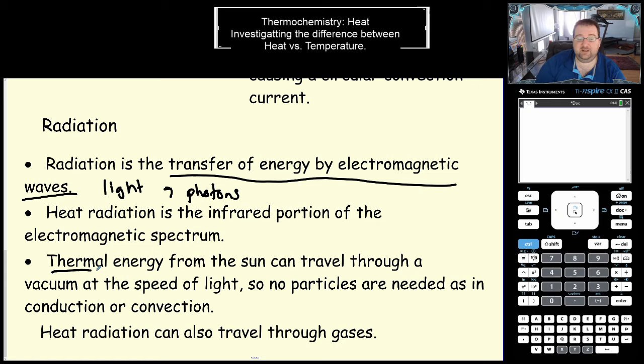And the energy that's carried from the sun in these waves of photons, they travel through the vacuum of space at the speed of light, and they can travel through gases. And so they just travel from the sun to Earth, and energy is transferred in this form through radiation.